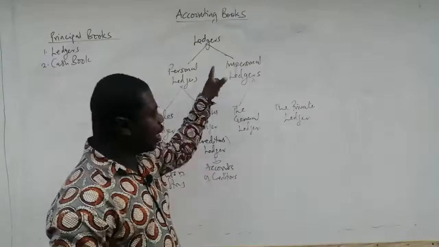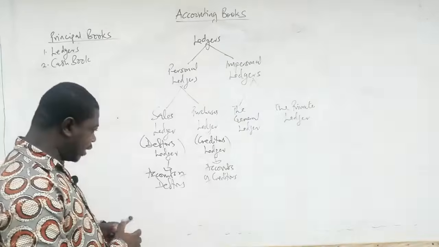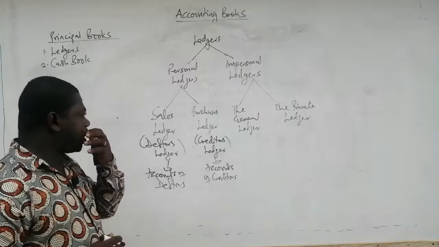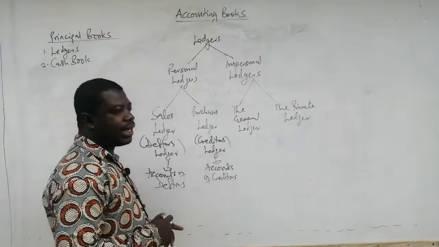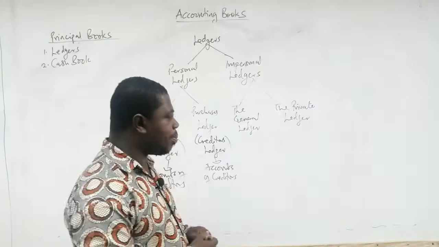That is why we call them impersonal ledgers. So you have to take note of these classifications and get them right. And so that is the sales ledger and the purchases ledger for you. Then we go to the general ledger and the private ledger. Now let me go to the private ledger.